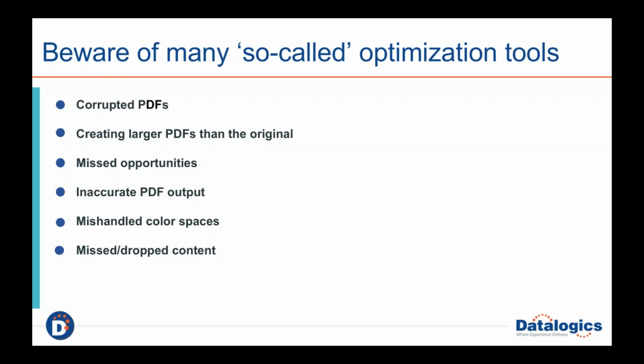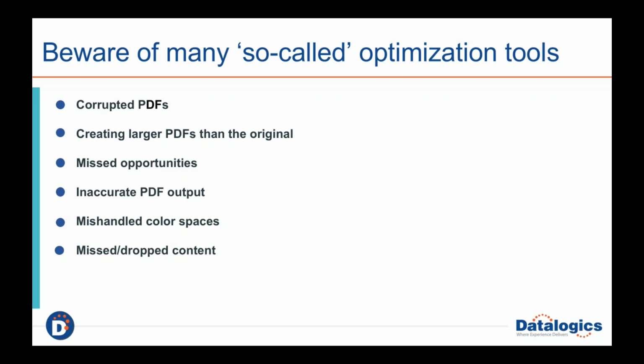So what I'd like to talk about now briefly is some of the so-called optimization tools that exist. You have to be careful. And why do you have to be careful? Well, there can be lots of different problems that can occur. You can have corrupted PDFs. It creates a PDF that you can no longer open. You can have PDFs that, despite it being an optimization tool that's supposed to create a streamlined, optimized PDF, actually becomes larger than the original input PDF.